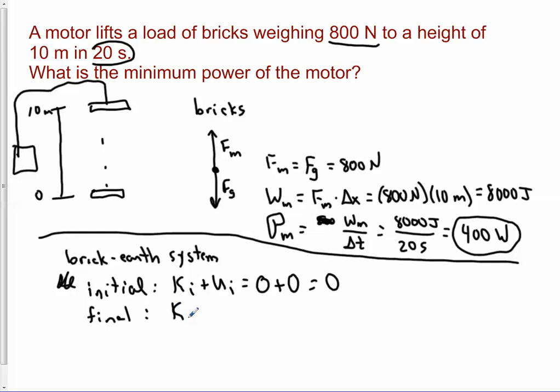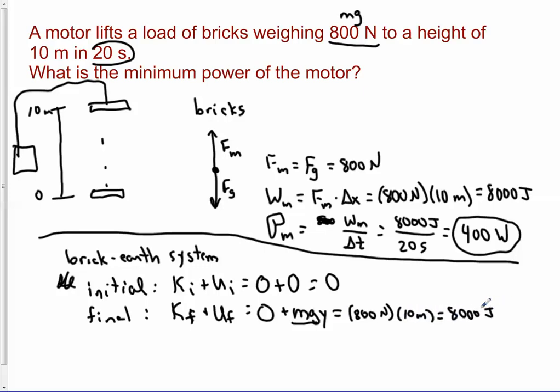It ends with no kinetic energy, but now it has potential energy. It has mgy, gravitational potential energy, and mg would be the 800 newtons. That's already the weight, the force m times g. So we were never given the mass. We could figure it out, but whatever the mass is times g is 800 newtons. So I already have mg, and then times 10 meters is 8,000 joules. So it started with 0 joules. It ended with 8,000 joules.